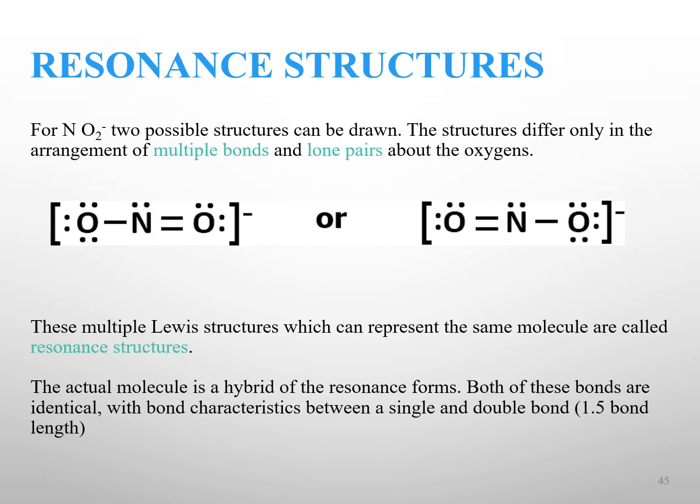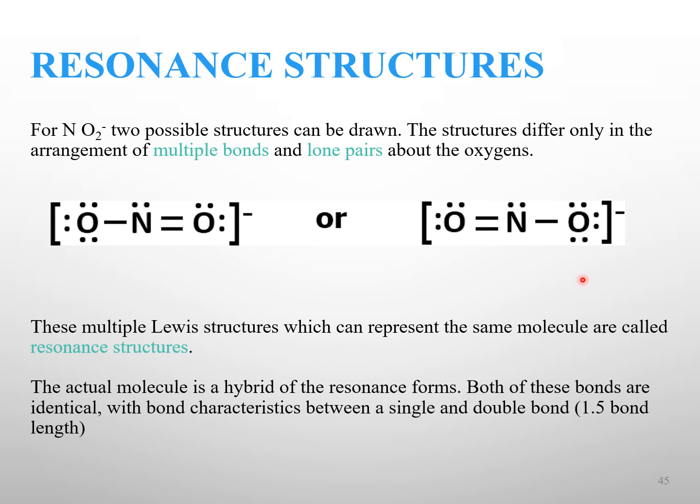So earlier we were drawing resonance structures for the nitrite ion, NO2 negative. We said there are 2 places we can put the double bond, so we drew both options here. Now, a little bit about resonance structures. The actual molecule is not going to be half the time like this, half the time like this. It's not going to be 50-50%. It's actually a hybrid of both these resonance structures.